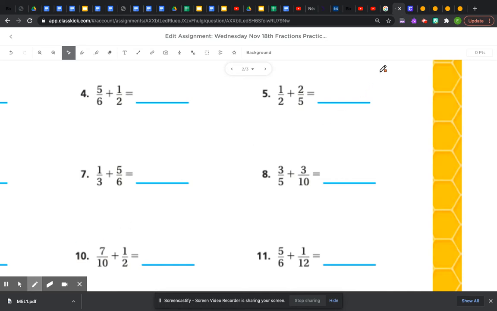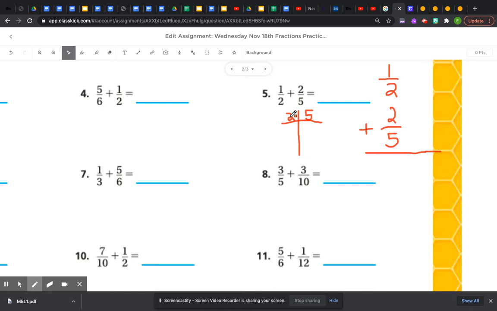Okay, so now we're going to do standard algorithm. So we're doing number 5. I'm going to set this up, and I like to stack them on top of each other. So we have 1/2 plus 2/5. And again, we're going to try and get these denominators to be the same. So we're going to make a T-chart.